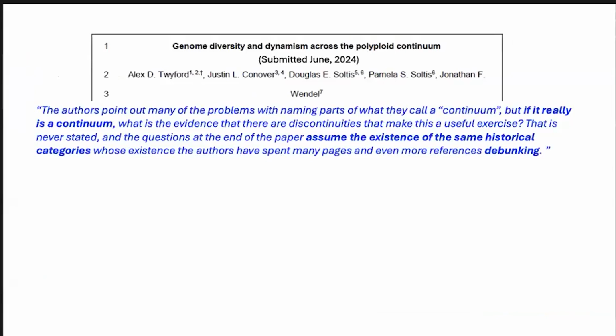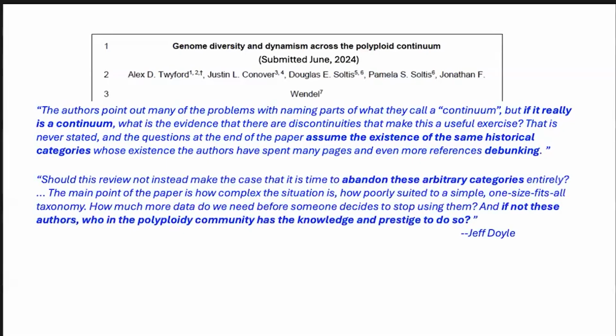The other part of my review: the authors point out many of the problems with naming parts of what they call a continuum. But if it really is a continuum, what's the evidence that there are discontinuities that make this a useful exercise? That's never stated, and the questions at the end of the paper assume the existence of the same historical categories whose existence the authors have spent many pages and even more references debunking. So should this review not instead make the case that it's time to abandon these arbitrary categories entirely?